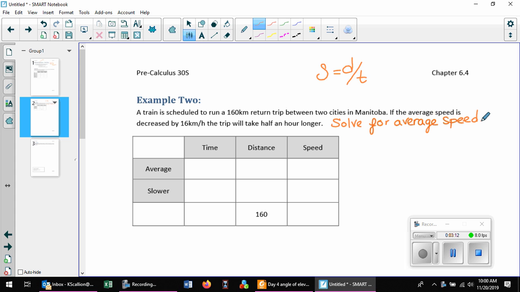Okay. All right. So let's talk about our average speed. So we want to solve for our average speed. So do we know what the average speed is? So let's do arbitrary and call it S. Make sure your S doesn't look like a 5. Okay, so if the train slows down, how much slower is my speed?